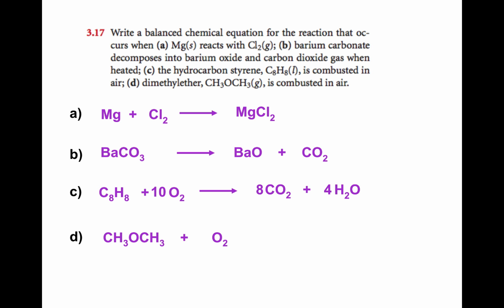You've got dimethyl ether combusted in air. Again, it's the oxygen in the air that's reacting. You're forming carbon dioxide and water. Balance the carbons first, balance the hydrogens second, and then go to the oxygens. Don't forget, you've got that oxygen sitting there in dimethyl ether. So 7 oxygens coming out, 7 oxygens going in.